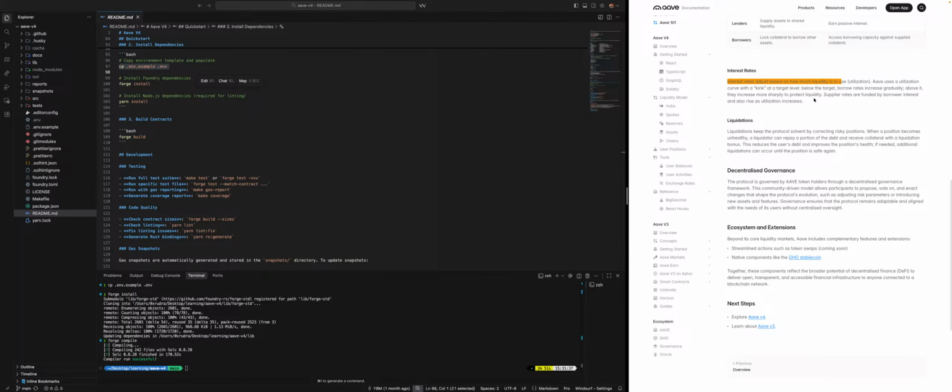Aave uses a utilization curve with a kink at a target level. Below the target, borrow rates increase gradually. Above it, they increase more sharply to protect liquidity.